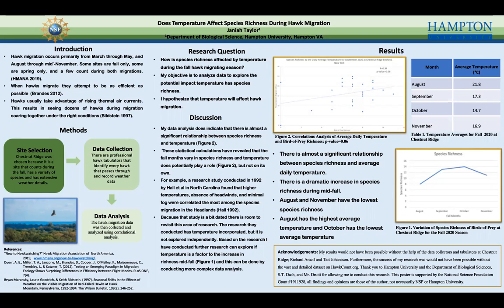A research study conducted in 1992 in North Carolina actually found there that for the species there specifically, higher temperatures, absence of headwinds, and minimal fog correlated most with species richness. But again, that study is a bit dated, and there's always room to revisit research. They also analyzed temperature along with other weather variables. They didn't analyze temperature independently.